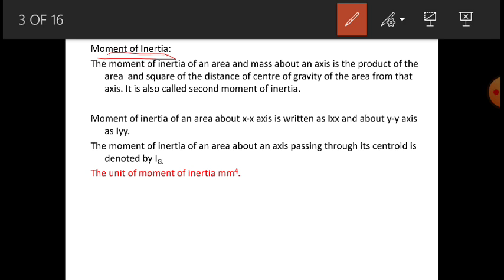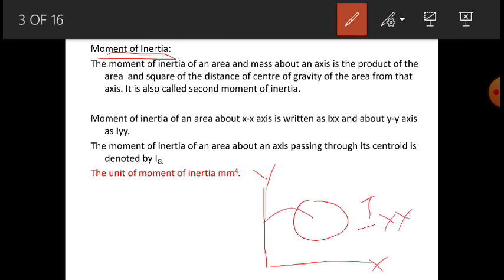Next is the moment of inertia of an area about the x-axis. If this is your body, this is x and this is y. About this axis, if you are calculating the moment of inertia, then it is called Ixx. And if you are calculating the moment of inertia with respect to the y-axis, then it is called Iyy.